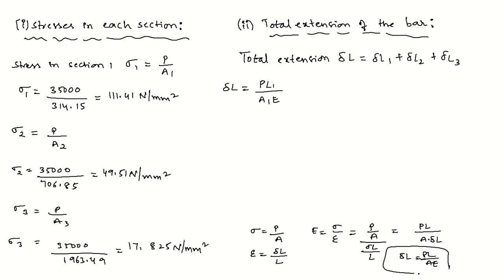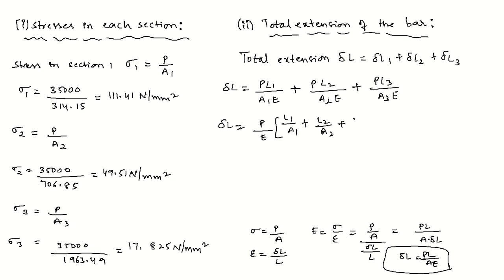This is the reference formula I have used, I have written it here. I didn't write P1 because P is common. Similarly, this will be PL2 by A2 E. Even Young's modulus is the same. Next, PL3 by A3 E. If you have different values, you should write P1L1 by A1 E1, P2L2 by A2 E2, P3L3 by A3 E3. What can I take common from here? I can take out P by E common. So I am left inside with L1 by A1 plus L2 by A2 plus L3 by A3.